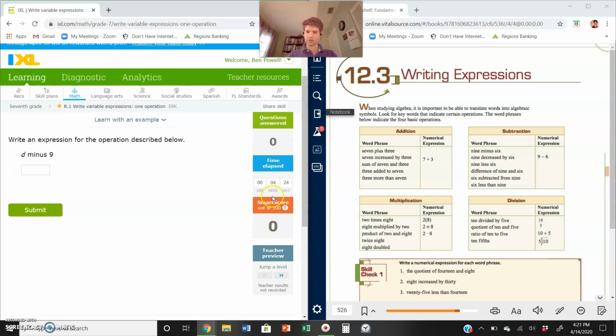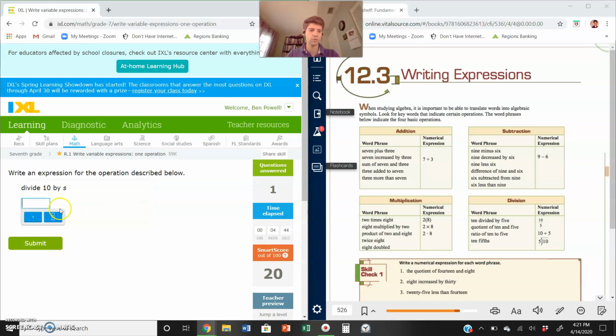D minus 9. So I'm going to look over in my textbook and I'm going to say, where do I see minus? Oh, here it says minus. Now, this is a pretty simple one. I'm just going to type the letter D. I'm going to put my dash for the minus. 9. This stands for multiplication. This is division. We don't have that yet. So we submit and we're good.